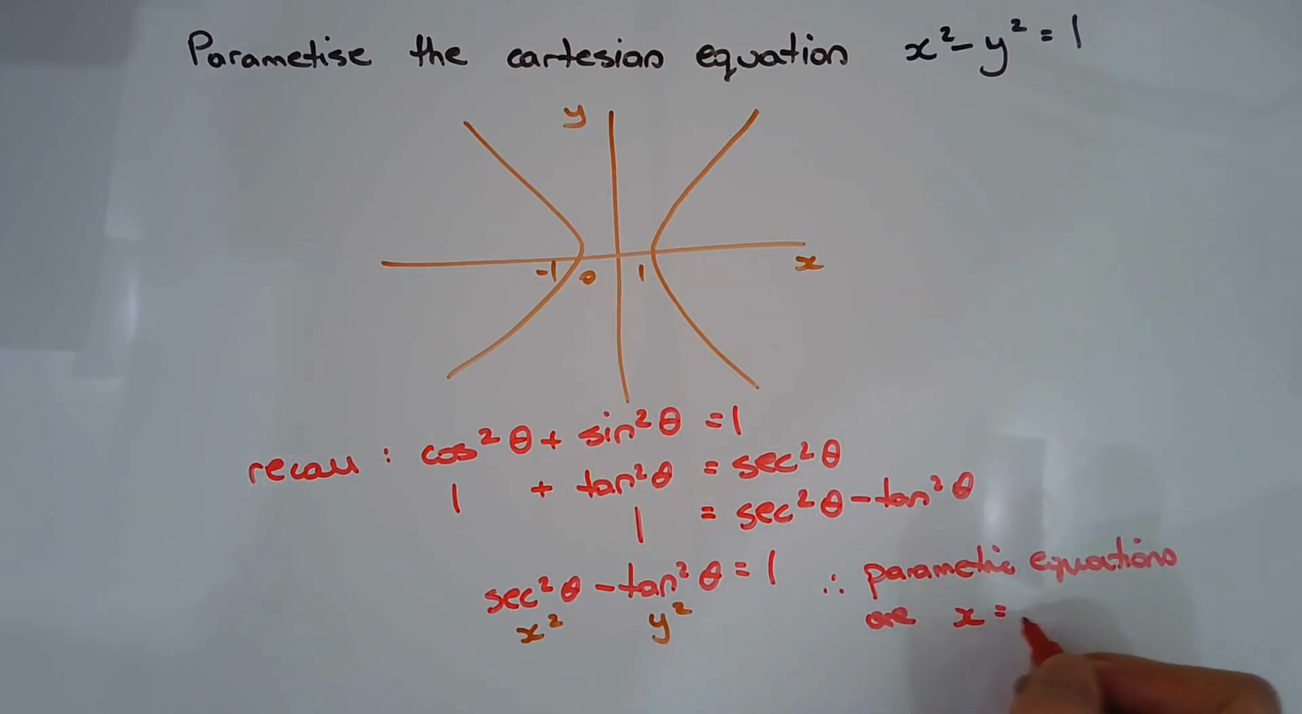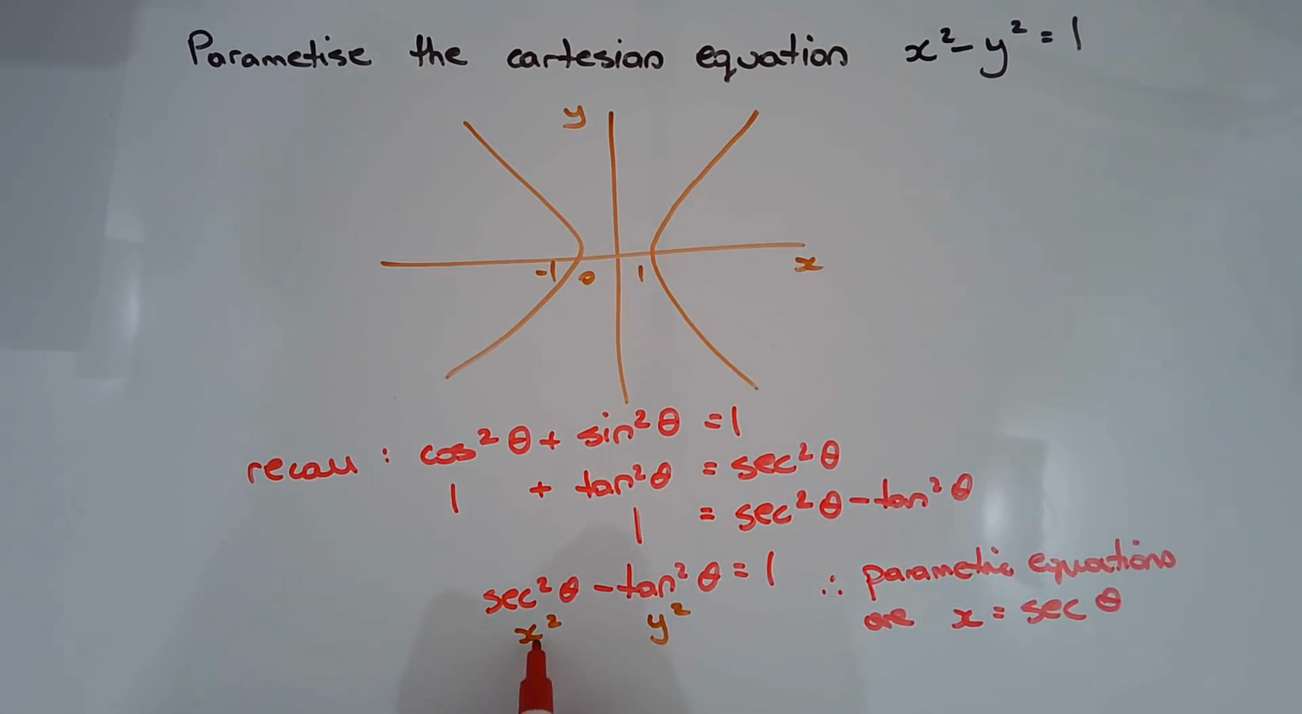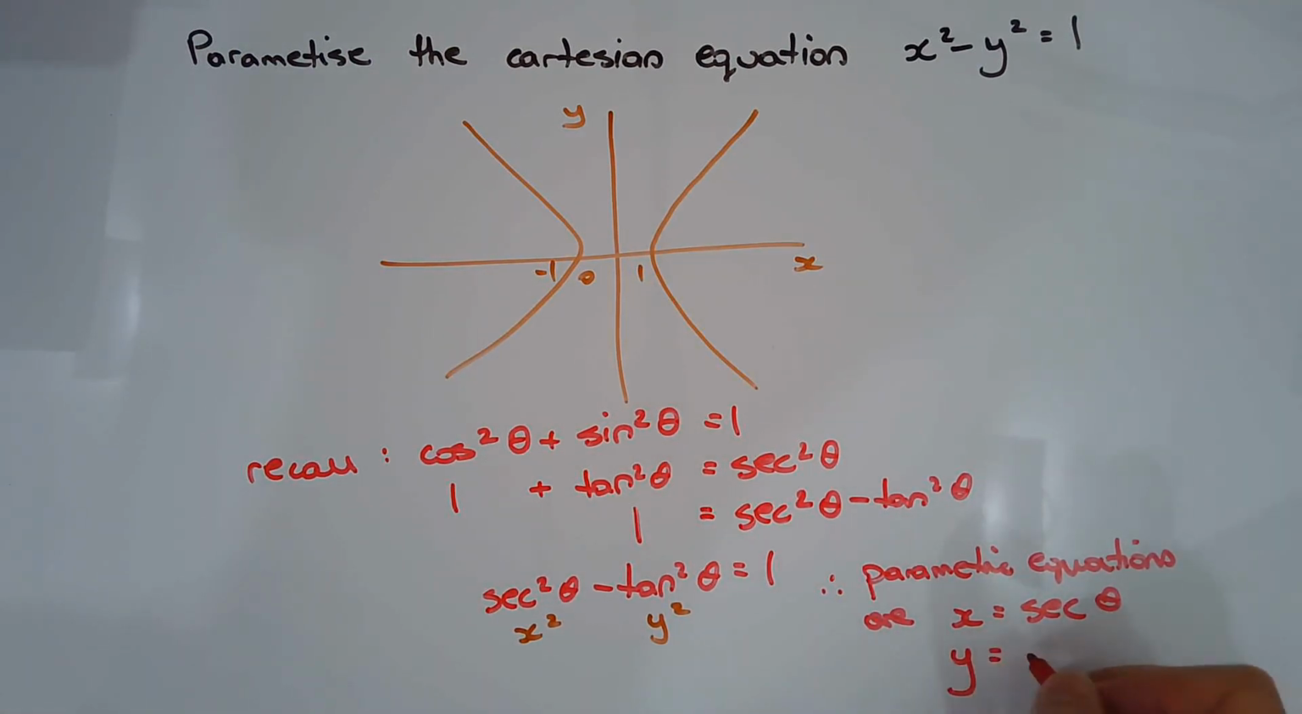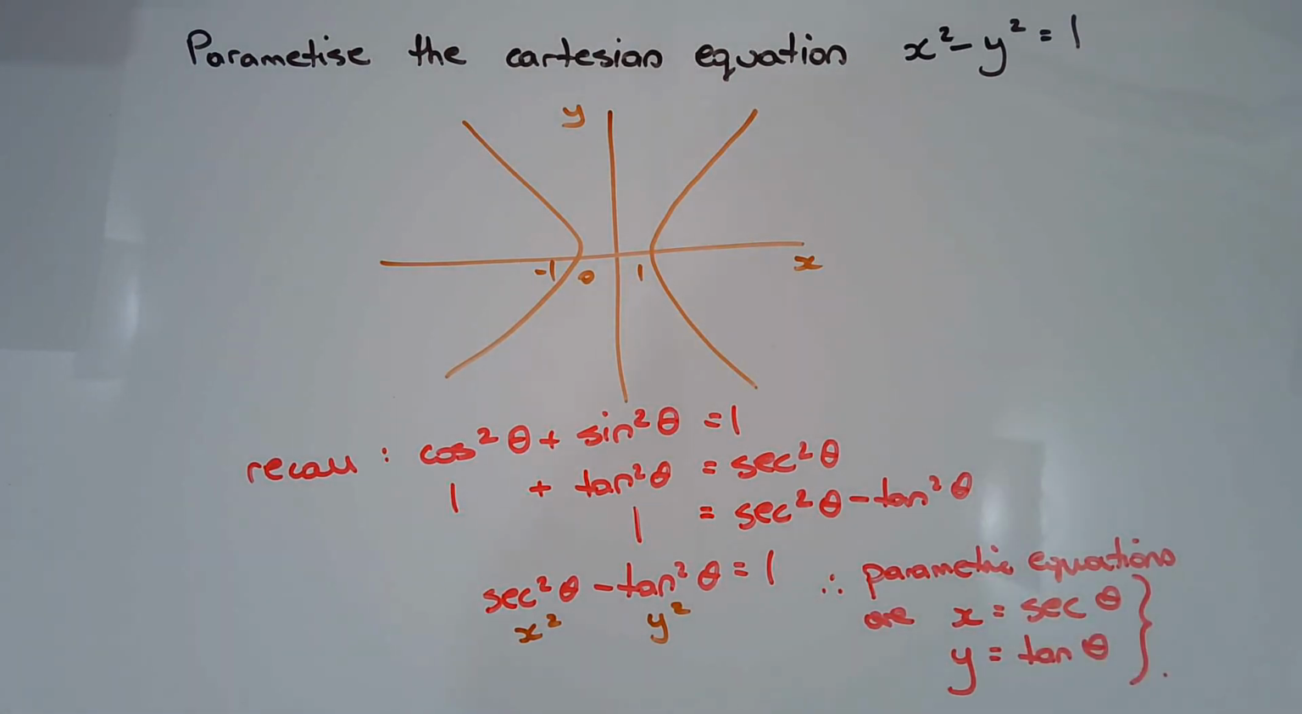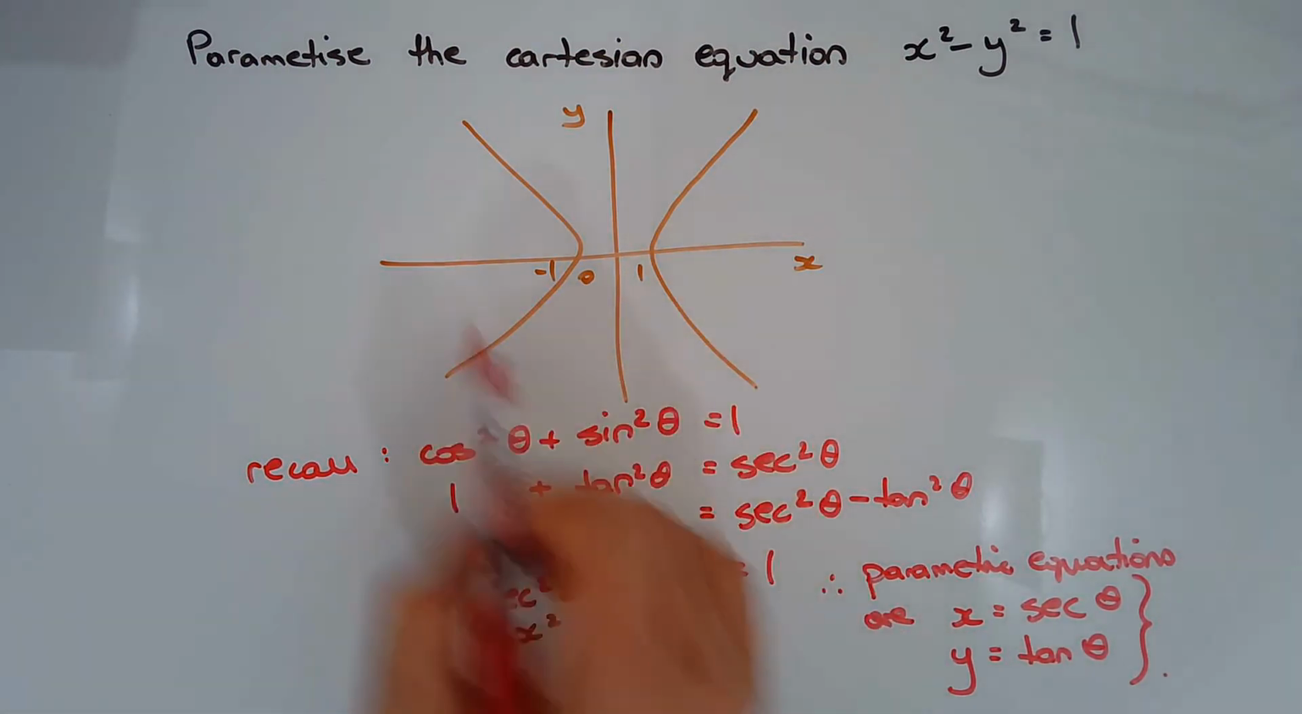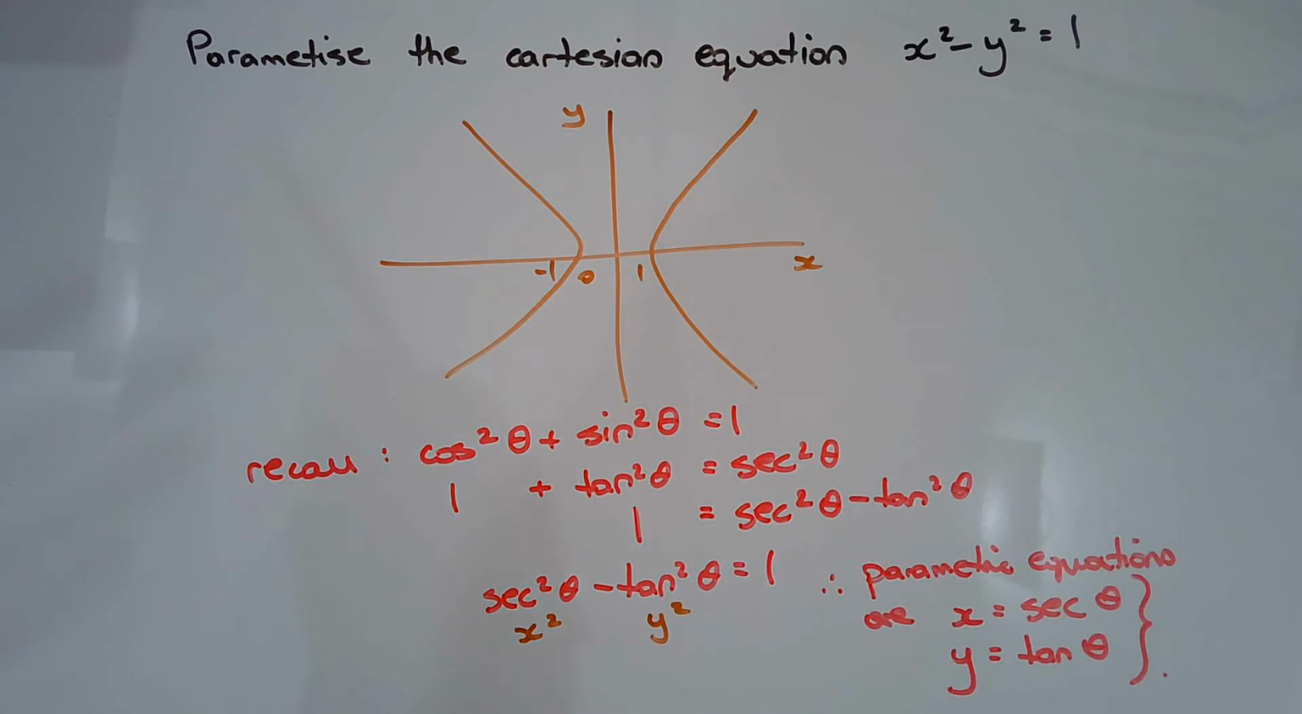x is equal to sec theta, because x squared equals sec squared theta, so x equals sec theta, of course, and y is equal to tan theta. You can graph that also in Desmos or any other graphing software, and you should get exactly the same shape as graphing the Cartesian equation x squared minus y squared equals 1.